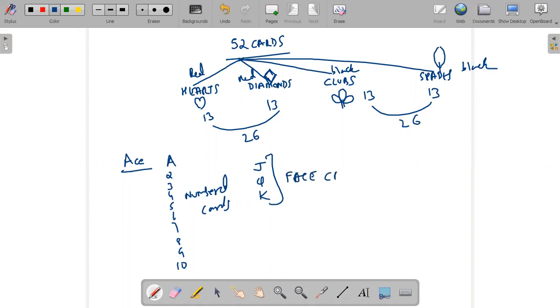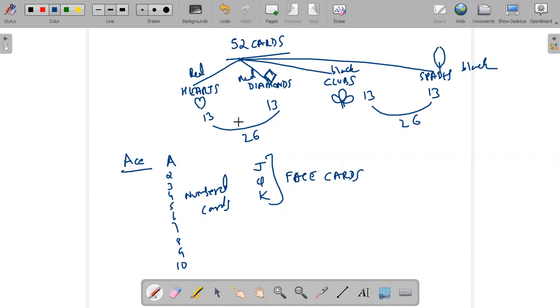Why is it called face cards? Because there is a face on it. In some books, they have wrongly given ace as a face card. Please remember, ace is not a face card. Ace comes under numbered cards. Although number one is not written there, it is coming under numbered cards, not under face cards, because ace doesn't have a face, although it has a picture. In Jack, Queen, and King, you will find faces. So we have three face cards of each. Three face cards in hearts, three in diamonds, three in clubs, and three in spades. So we have 12 face cards.